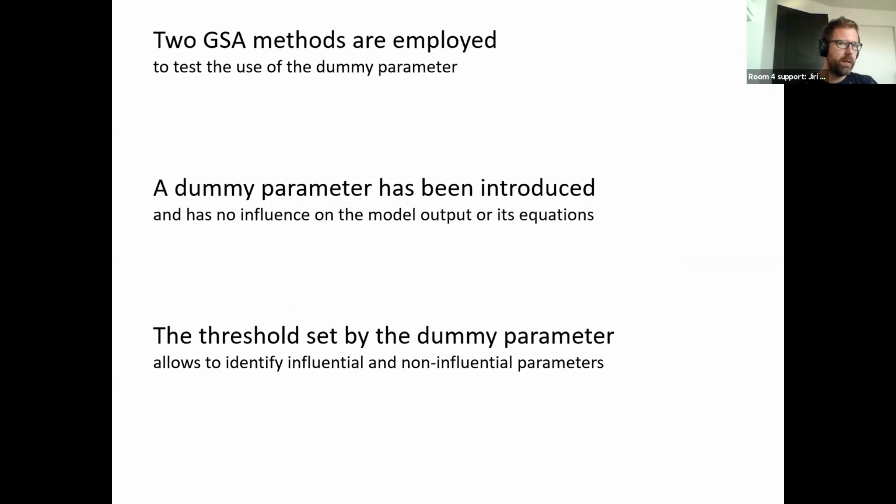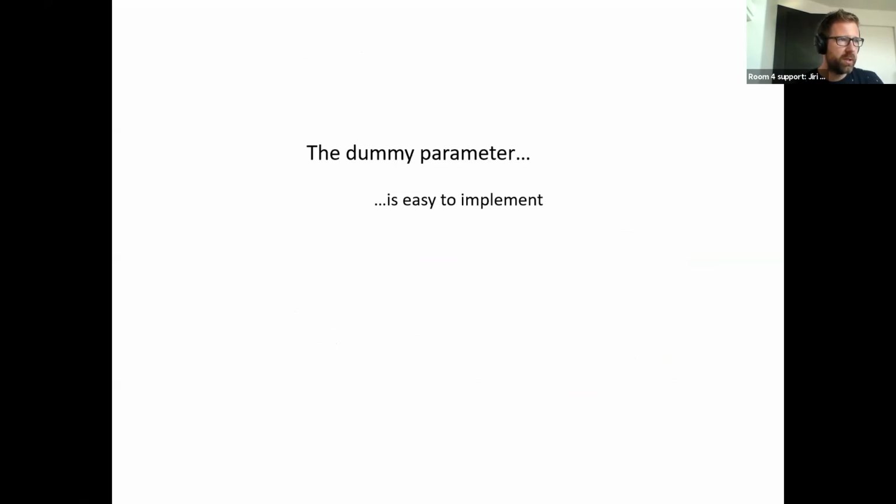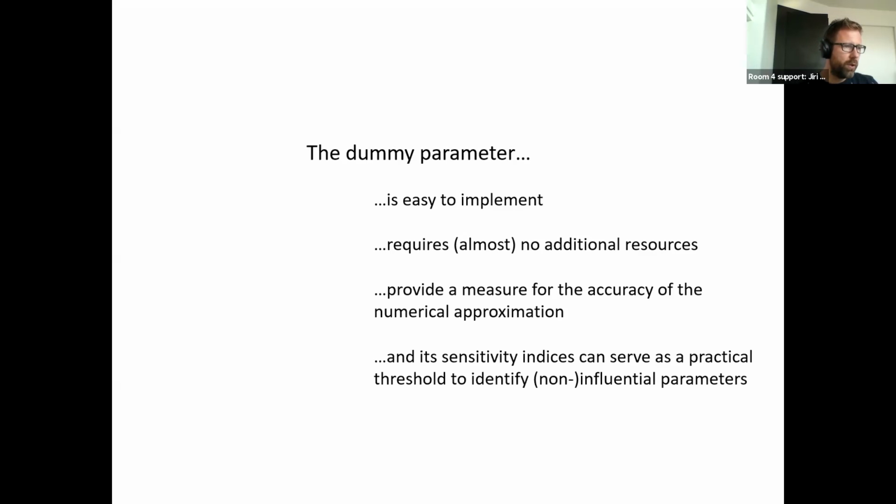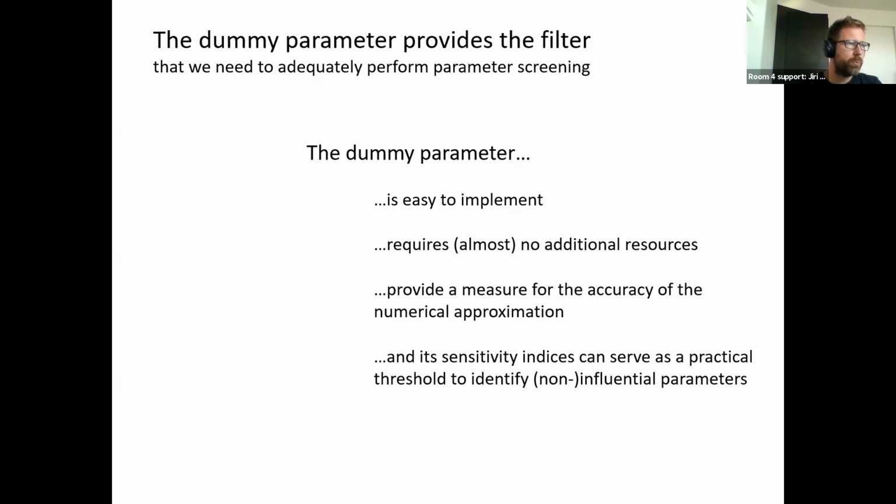So that brings us to the end of this presentation, but there is actually one thing remaining now, and we can conclude that the dummy parameter is actually easy to implement. It requires almost no additional resources, and it can provide you a measure for the accuracy of your numerical approximation. And the good thing is that its sensitivity index can serve as a practical threshold to identify the non-influential parameters. So we can say that this dummy parameter provides the filter that we need to adequately perform parameter screening.